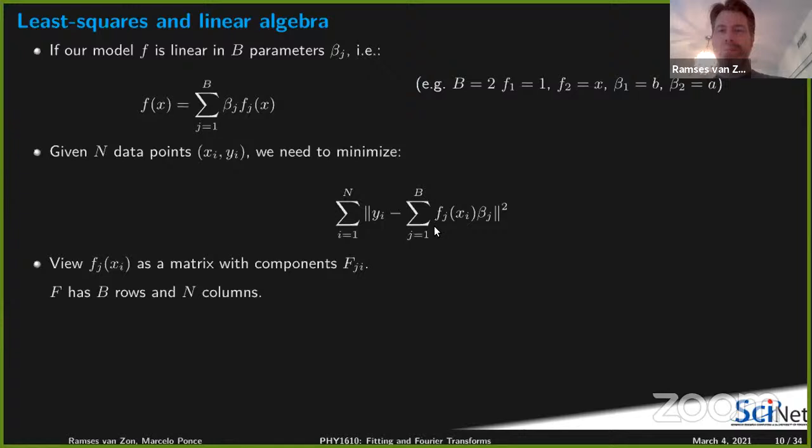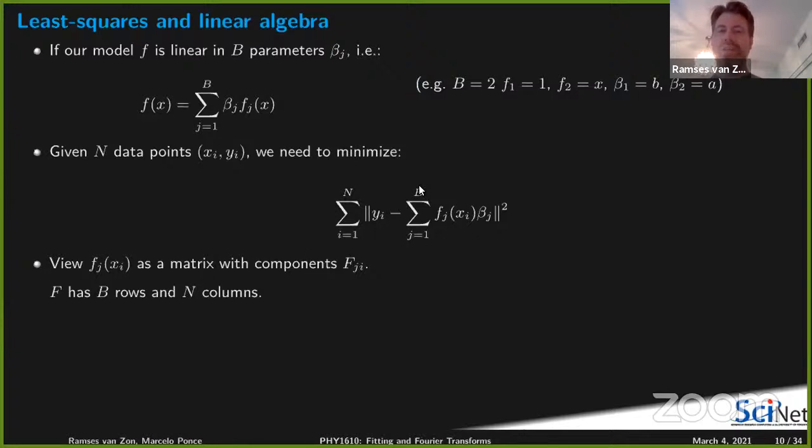So I'm going to write that a little bit differently. There's a matrix here hidden because I have fj(xi), and I'm going to view that as a matrix with components capital F_ji. So for every j and i I have a number, and so that makes it a matrix. So the rows are given by the j, which is the number of parameters, and the columns will be the data points. Okay, so this is a matrix F with b rows, so b being the number of parameters, and n columns, where n is the number of data points.